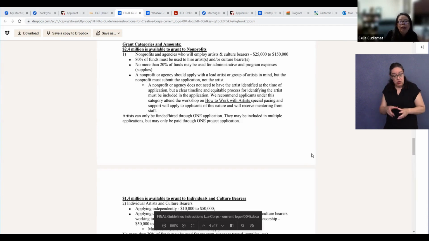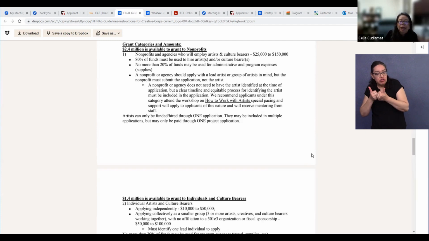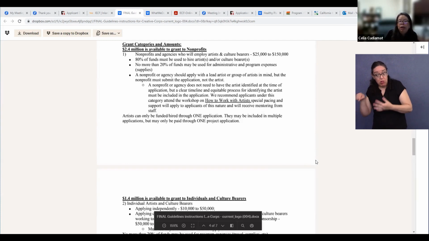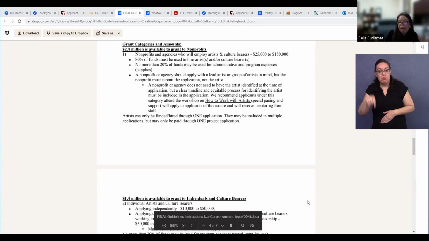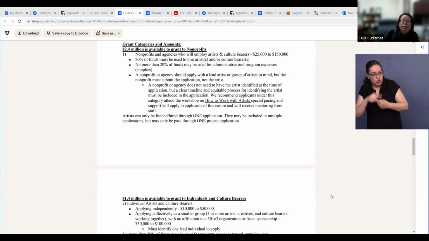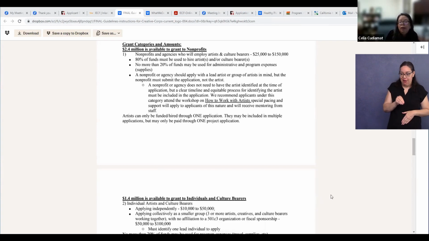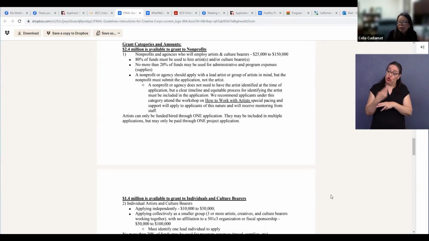So the nonprofit entities and agencies, the local agencies that I had talked about, who will hire and employ artists and culture bearers, can request a minimum of 25,000 to a 150,000 maximum. 80% of the funds must be used to hire and compensate artists and culture bearers, and no more than 20% of funds may be used for administrative, overhead, and program expenses. If the organization wants to use 90% of the money for artists, that is fine, but the nonprofit cannot go beyond 20% for programmatic, admin, and overhead expenses.